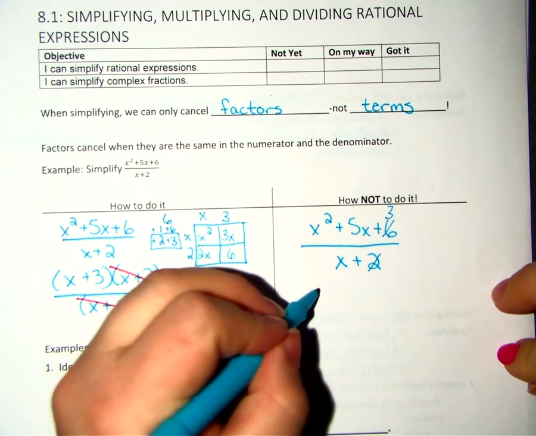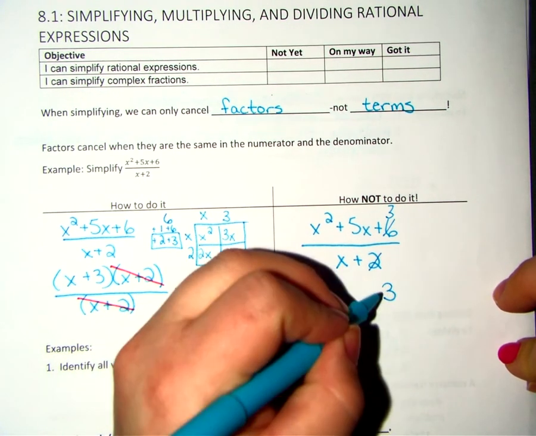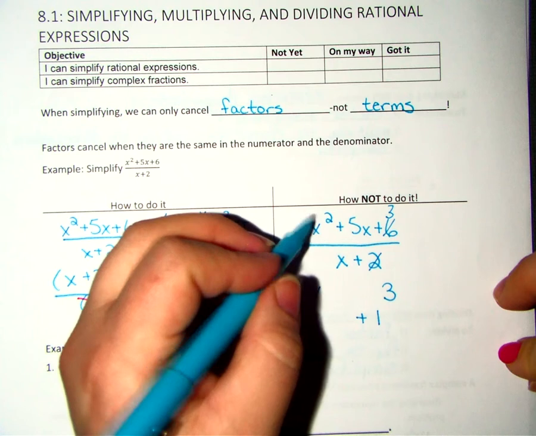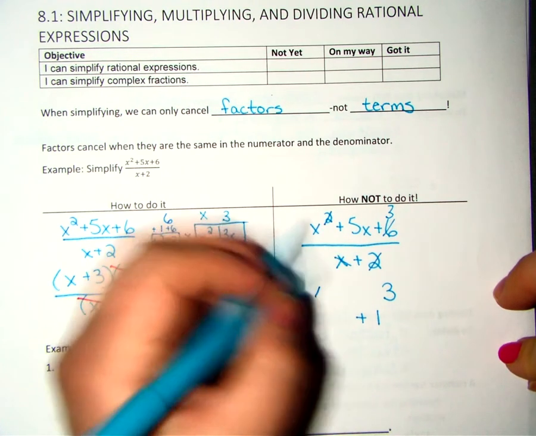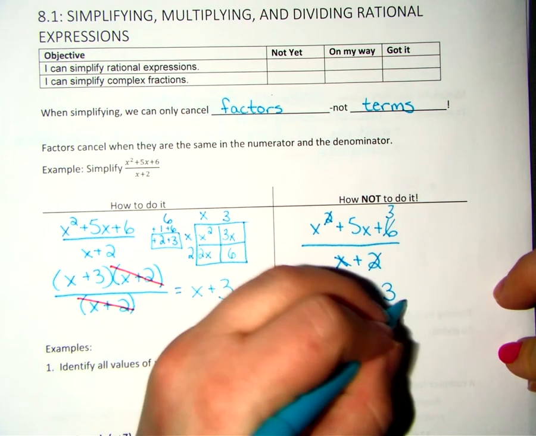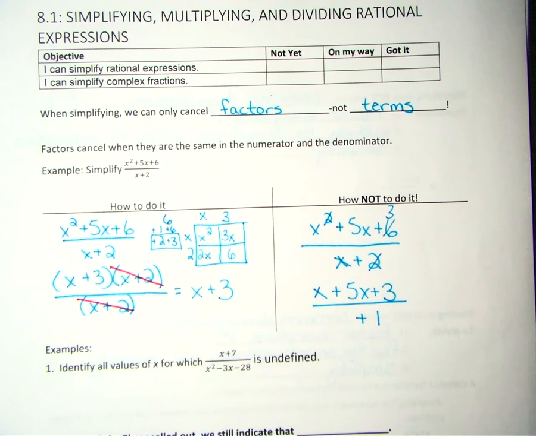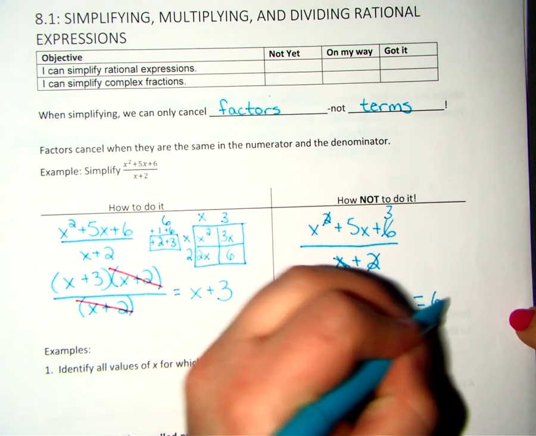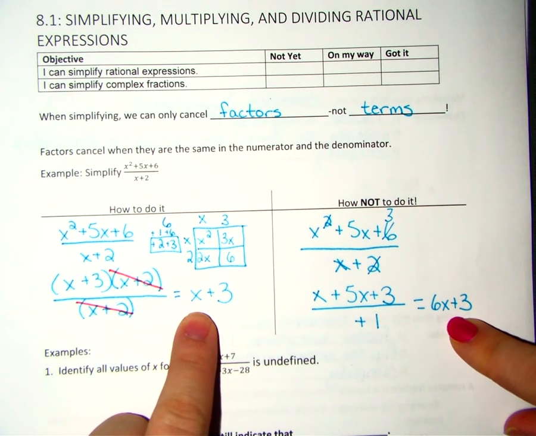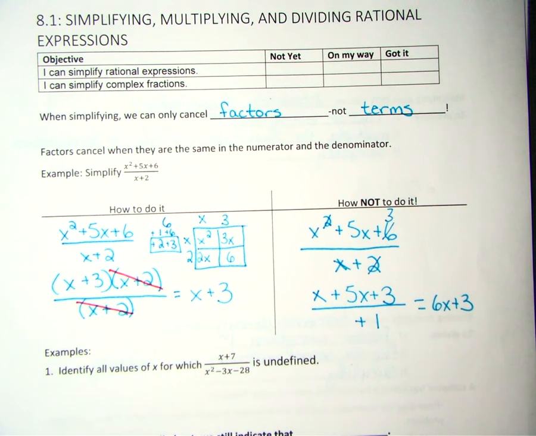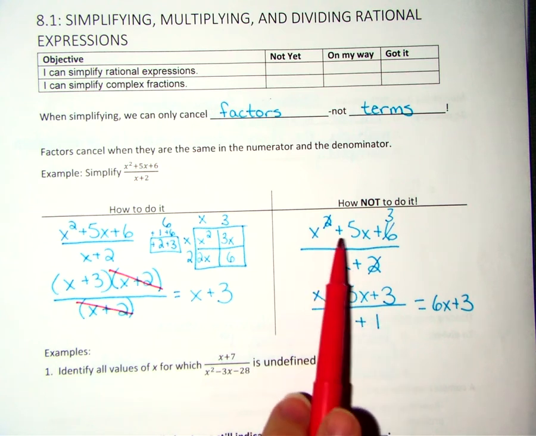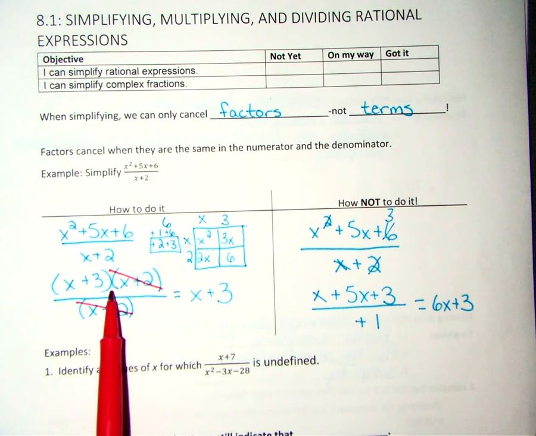And that makes this a 3 on top and just a 1 or nothing on the bottom. And I can take one of these x's out, leaving me with x plus 5x plus 3. And I have just a 1 on the bottom. So a lot of people would try to simplify this to just 6x plus 3. Notice they're not even close to the same. This is not how we should do it. And that's because we went down the path of trying to simplify terms and not factors. Terms because they're addition and subtraction, not factors that are multiplied.